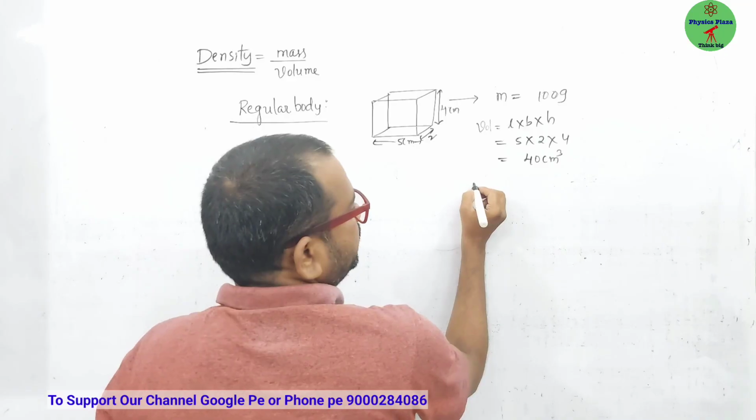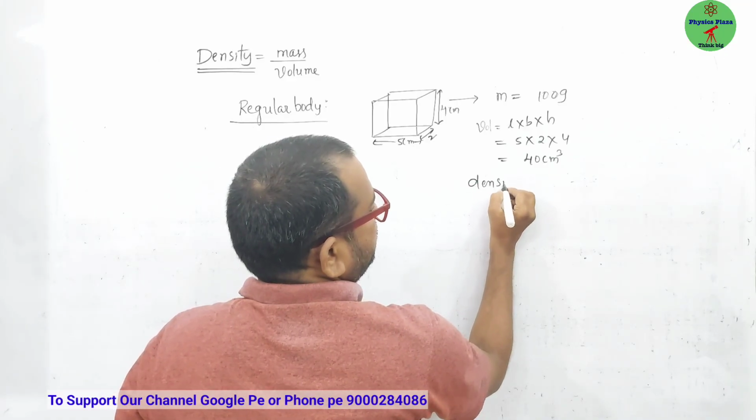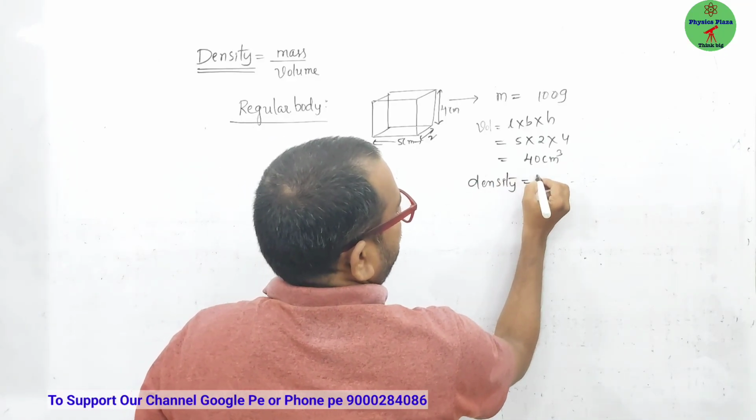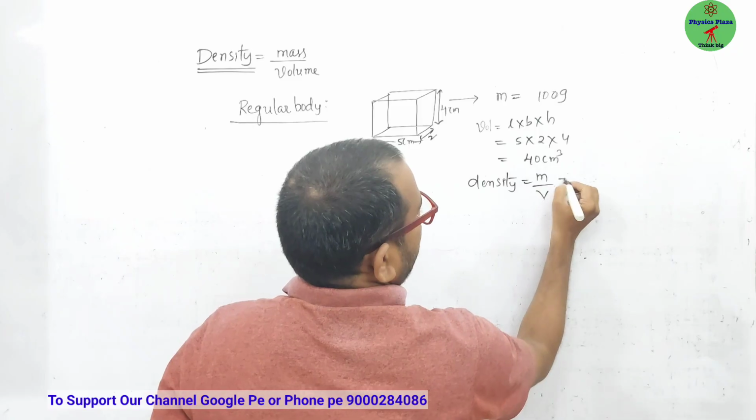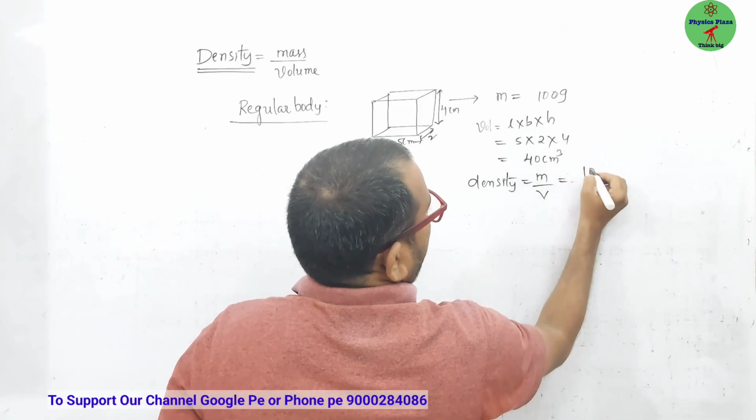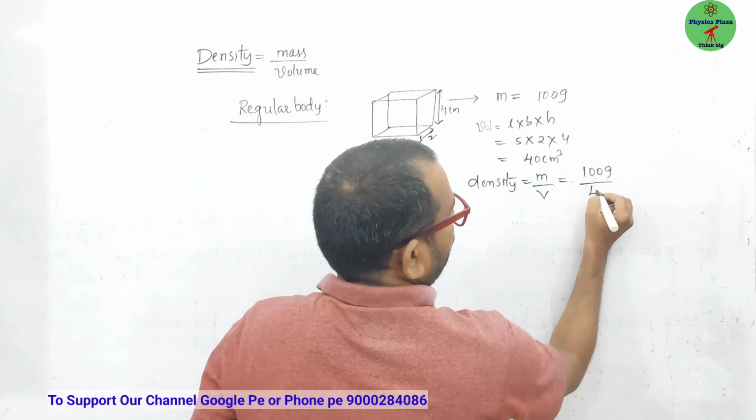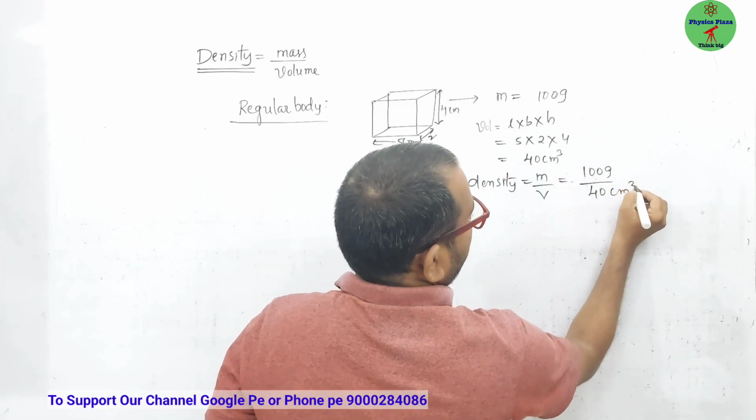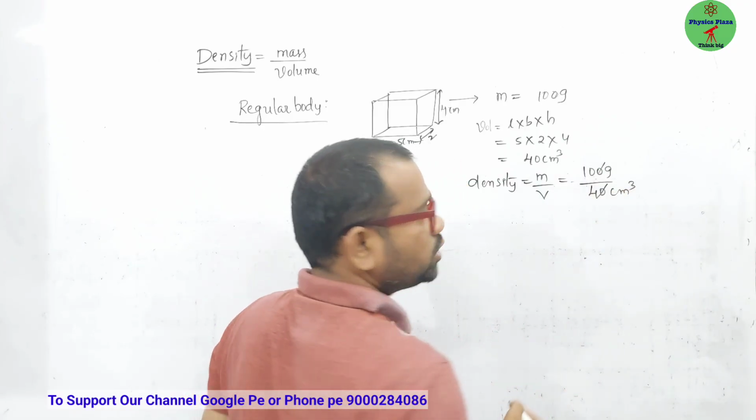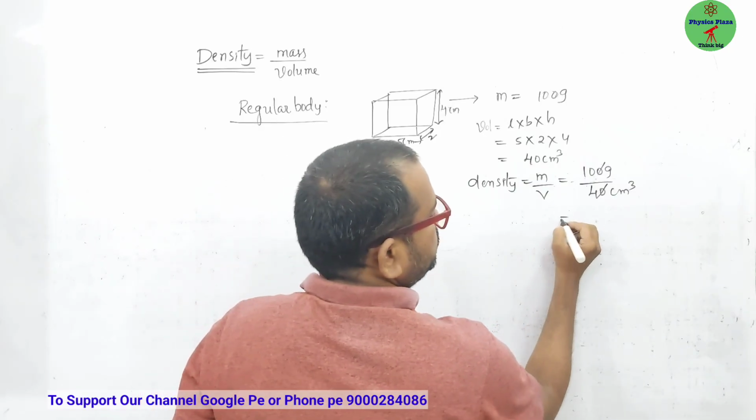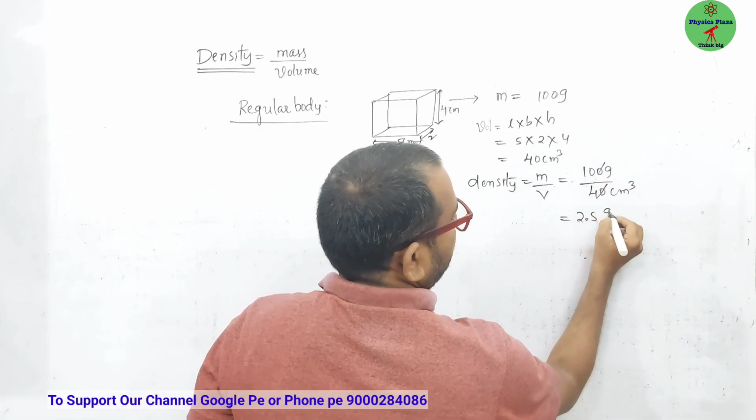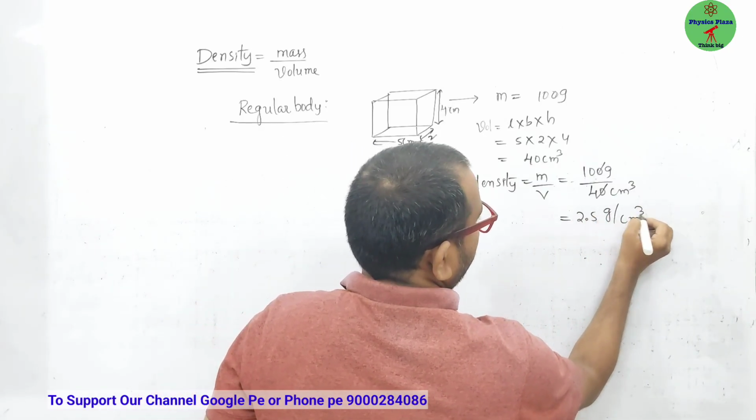Now what is the density? Density is equal to mass per volume. So mass is how much? 100 grams. Volume is 40 centimeter cube. 0 and 0 cancel. 10 by 4 is how much? 2.5. So 2.5 grams per centimeter cube.